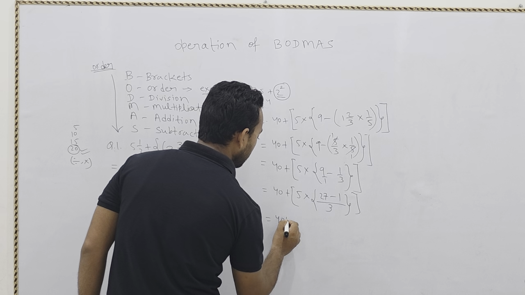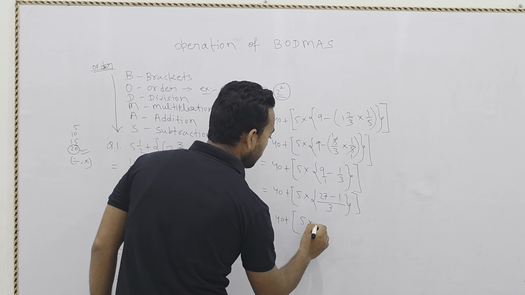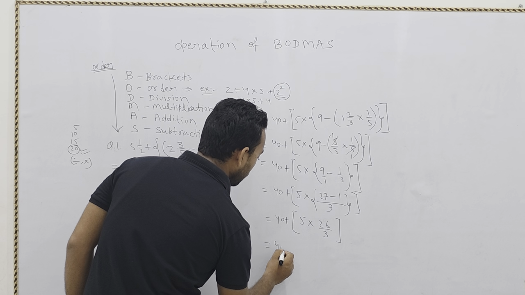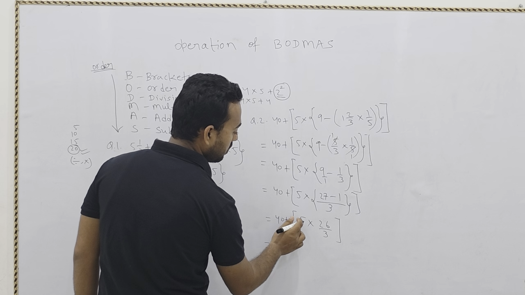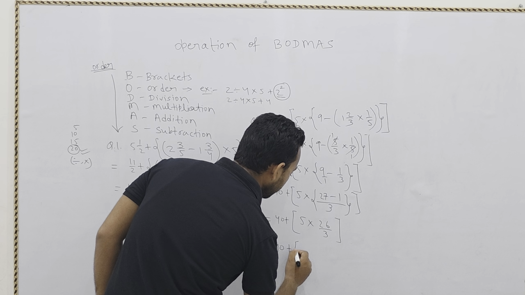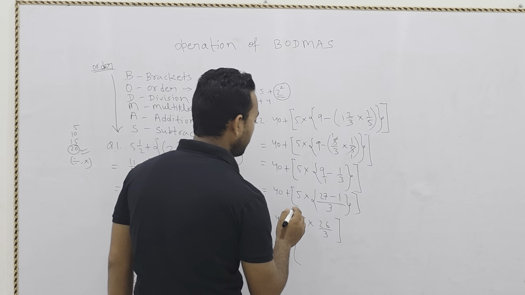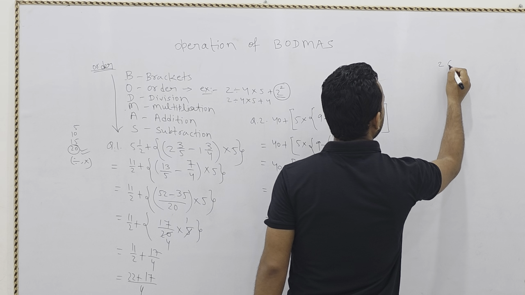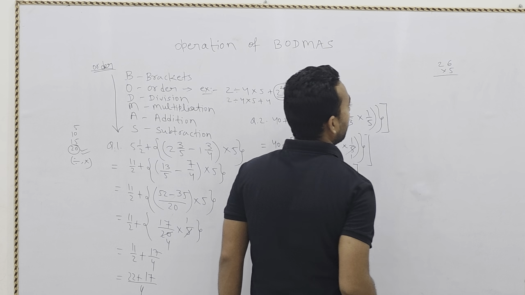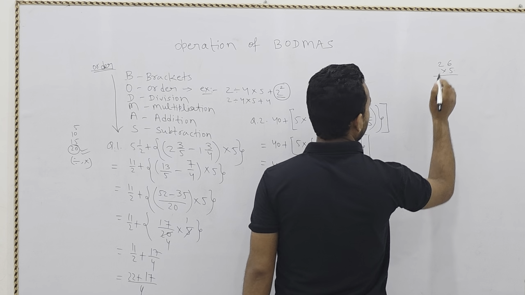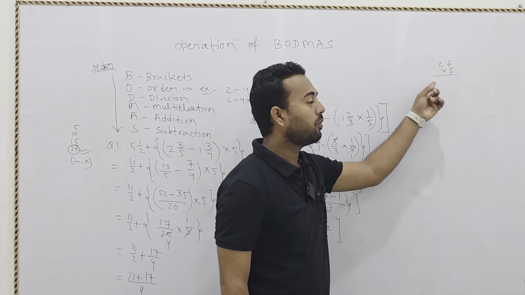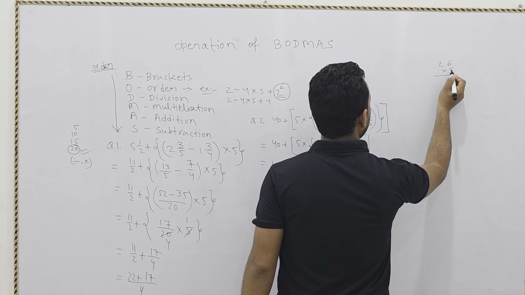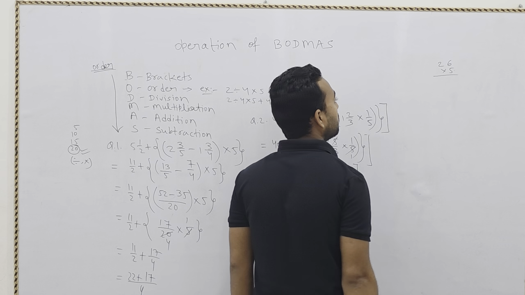Again 40 plus bracket 5 multiplied by 26 by 3. Here it will not cut, so we will simply multiply. It is a very easy way to multiply this type of question, 26 multiplied by 5. What we usually do is multiply this with this, but it is not the correct way. If you want to get the answer in a very short time, you have to first multiply 5 times 2.